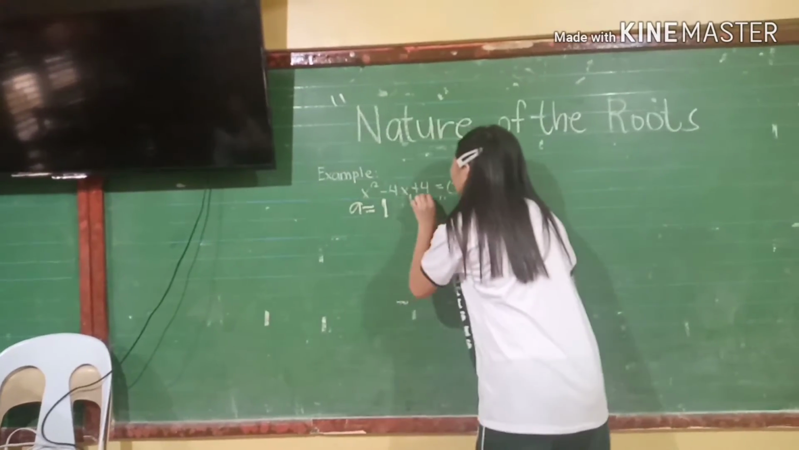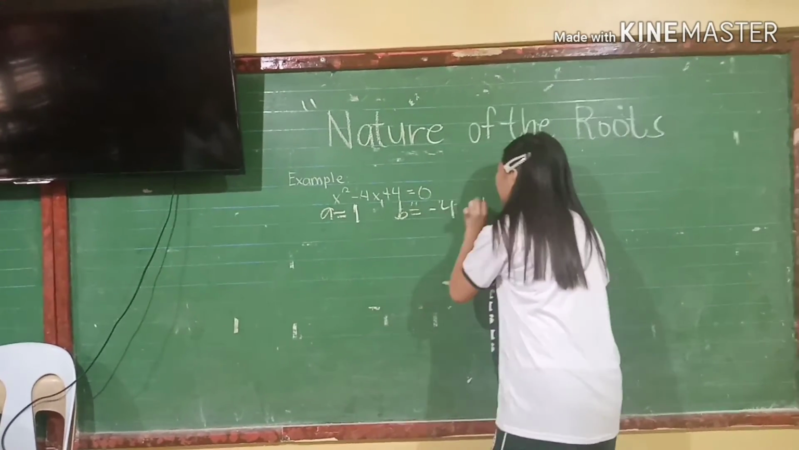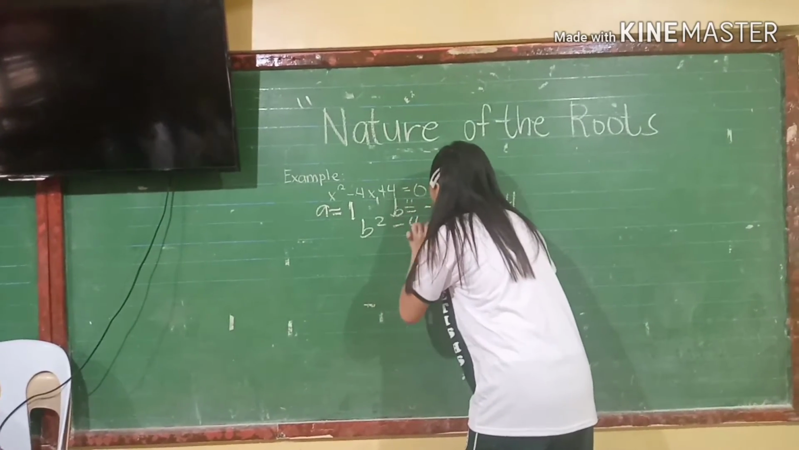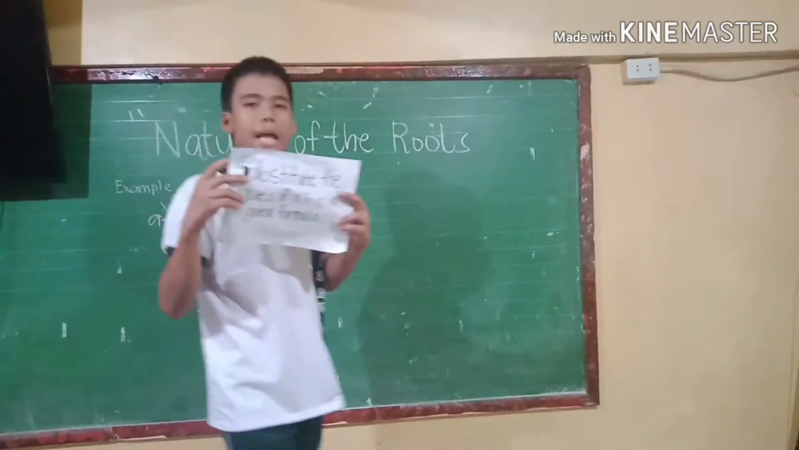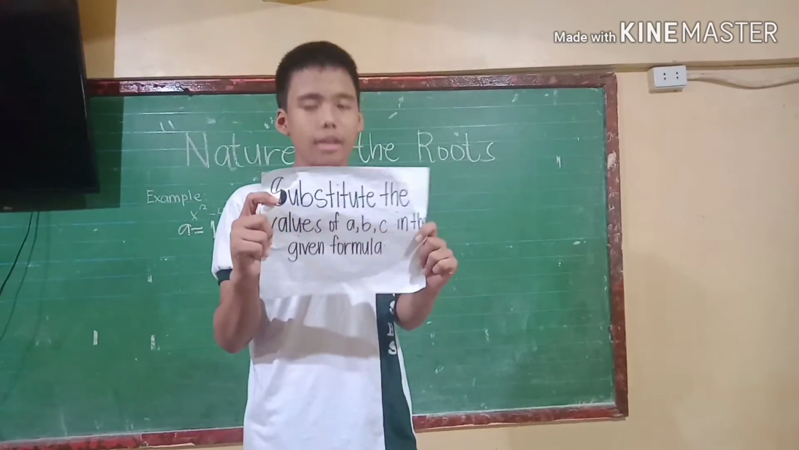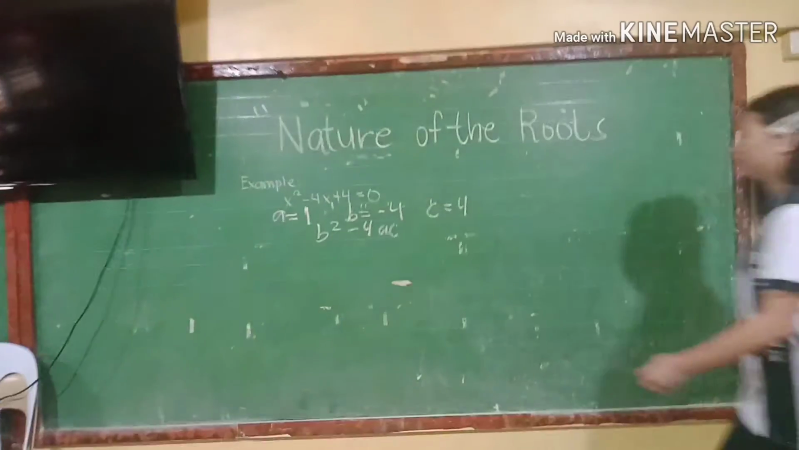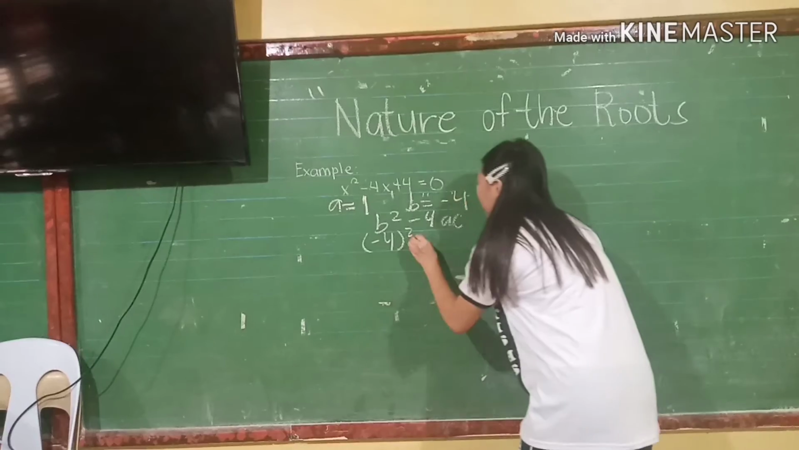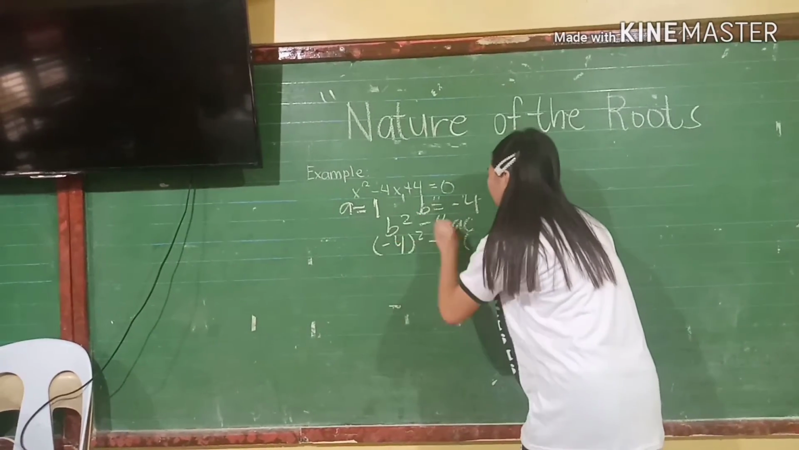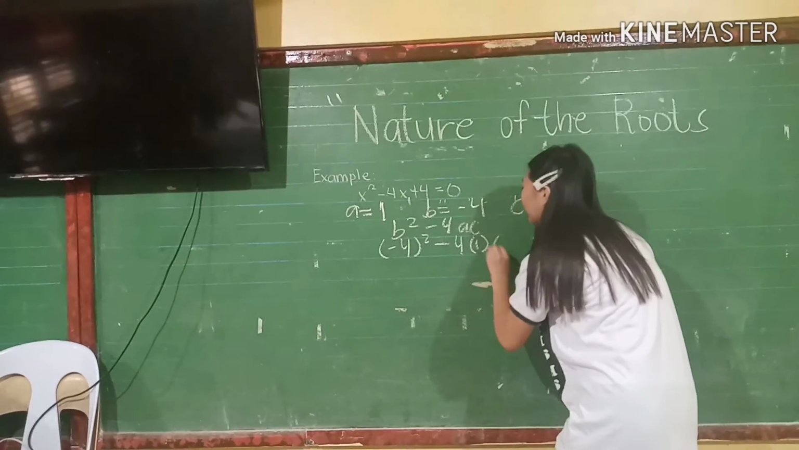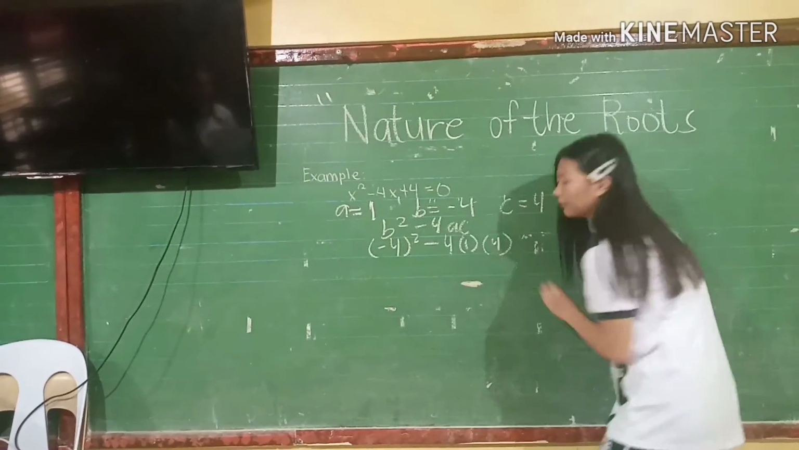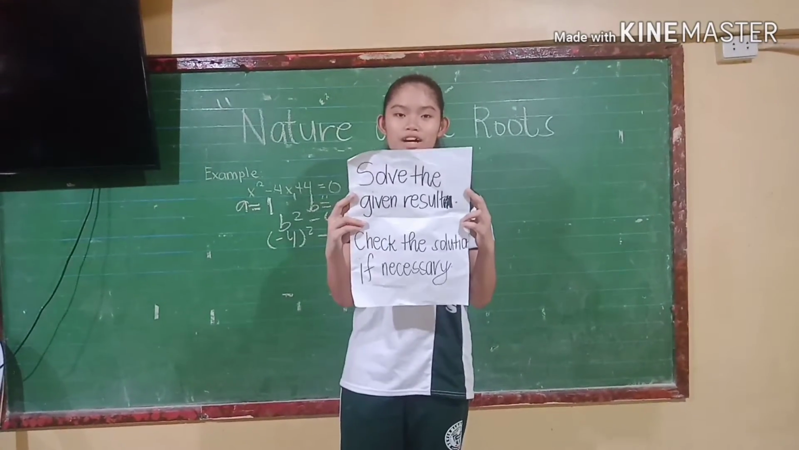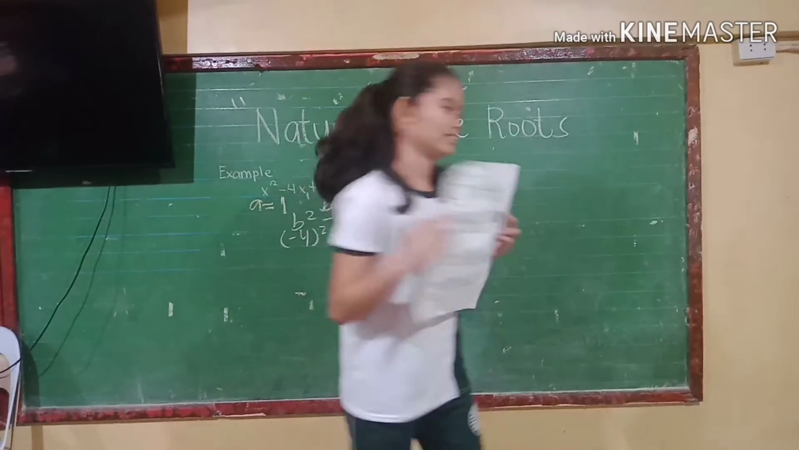A equals 1, b equals negative 4, and c equals 4. b squared minus 4ac. Step 3. Substitute the values of a, b, and c in the given formula. b is negative 4 squared minus 4, a is 1, then c is 4. Step 4. Solve the given result. And step 5. Check the solution if necessary.